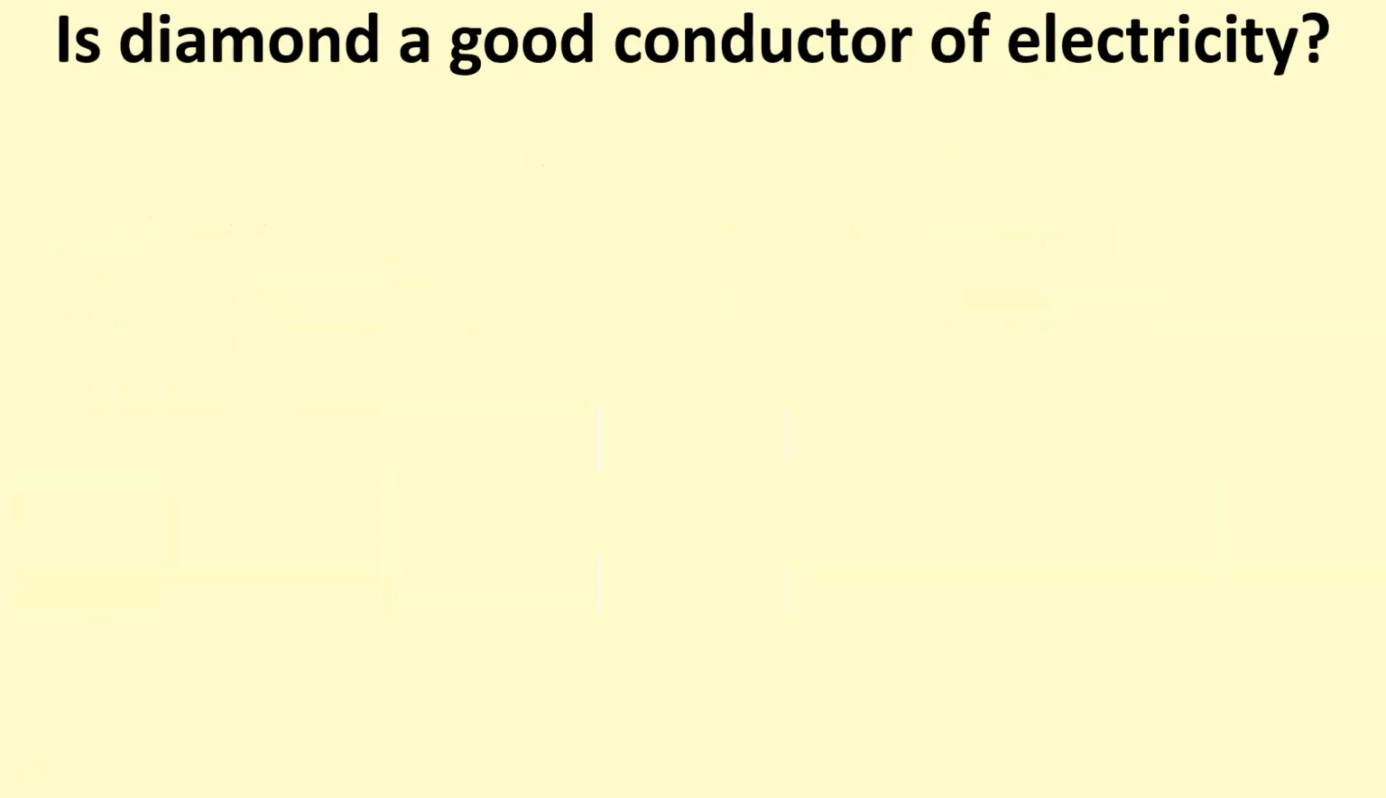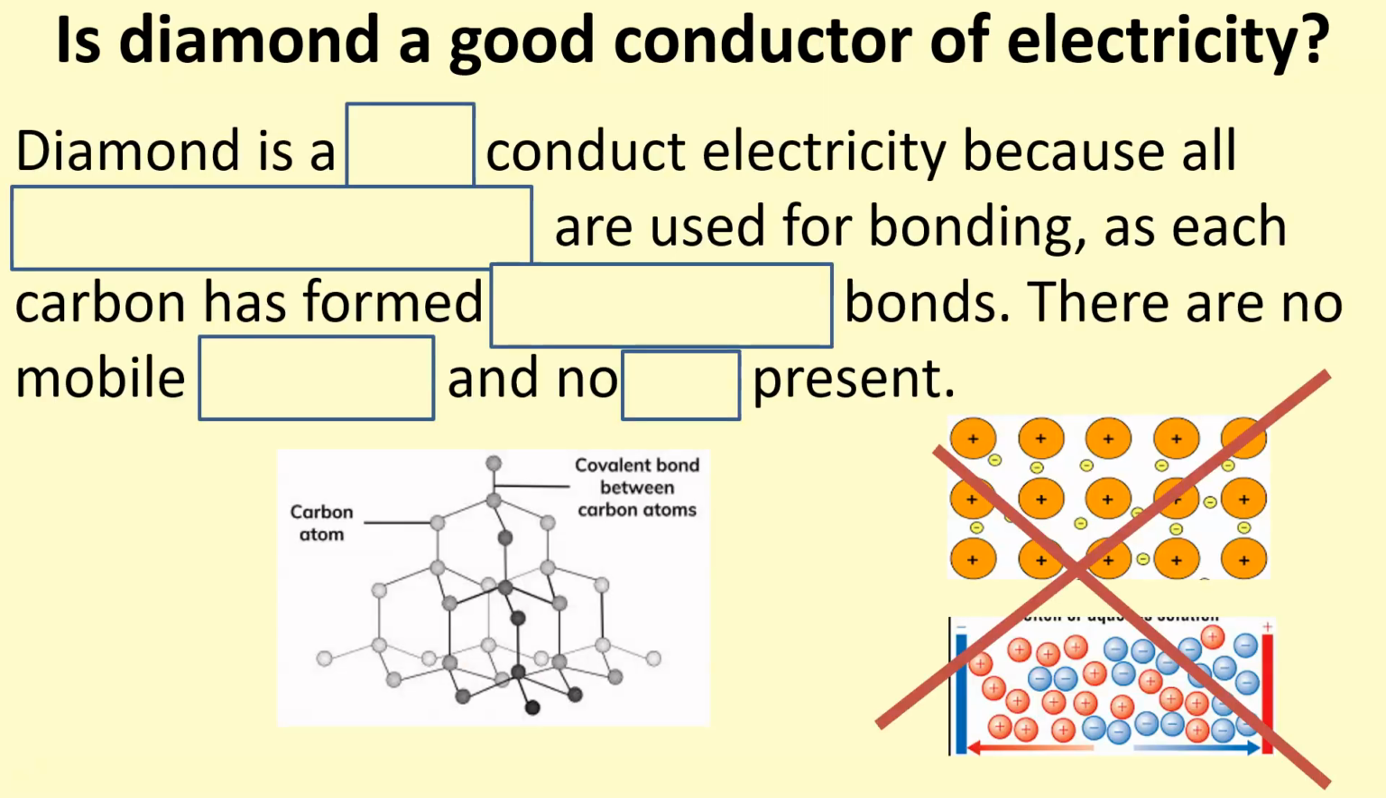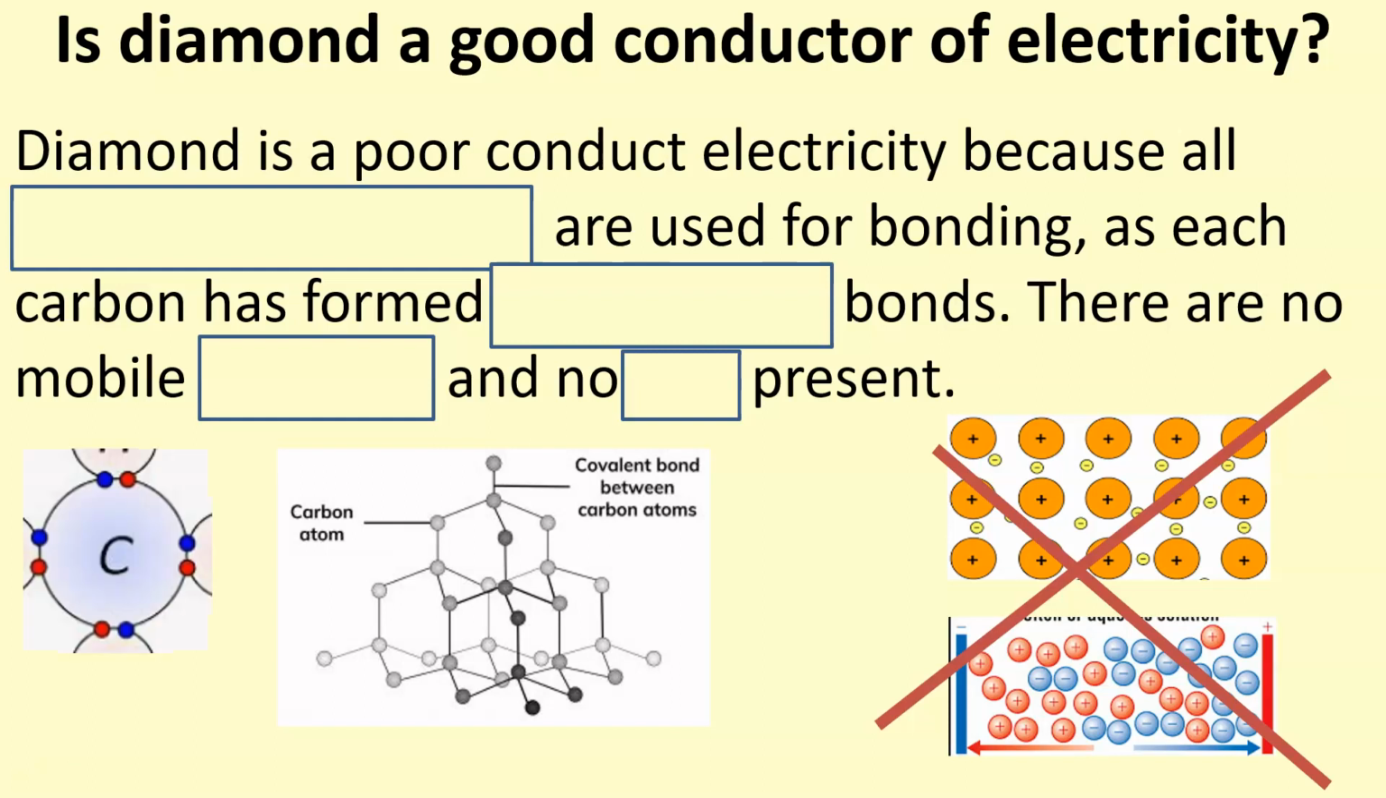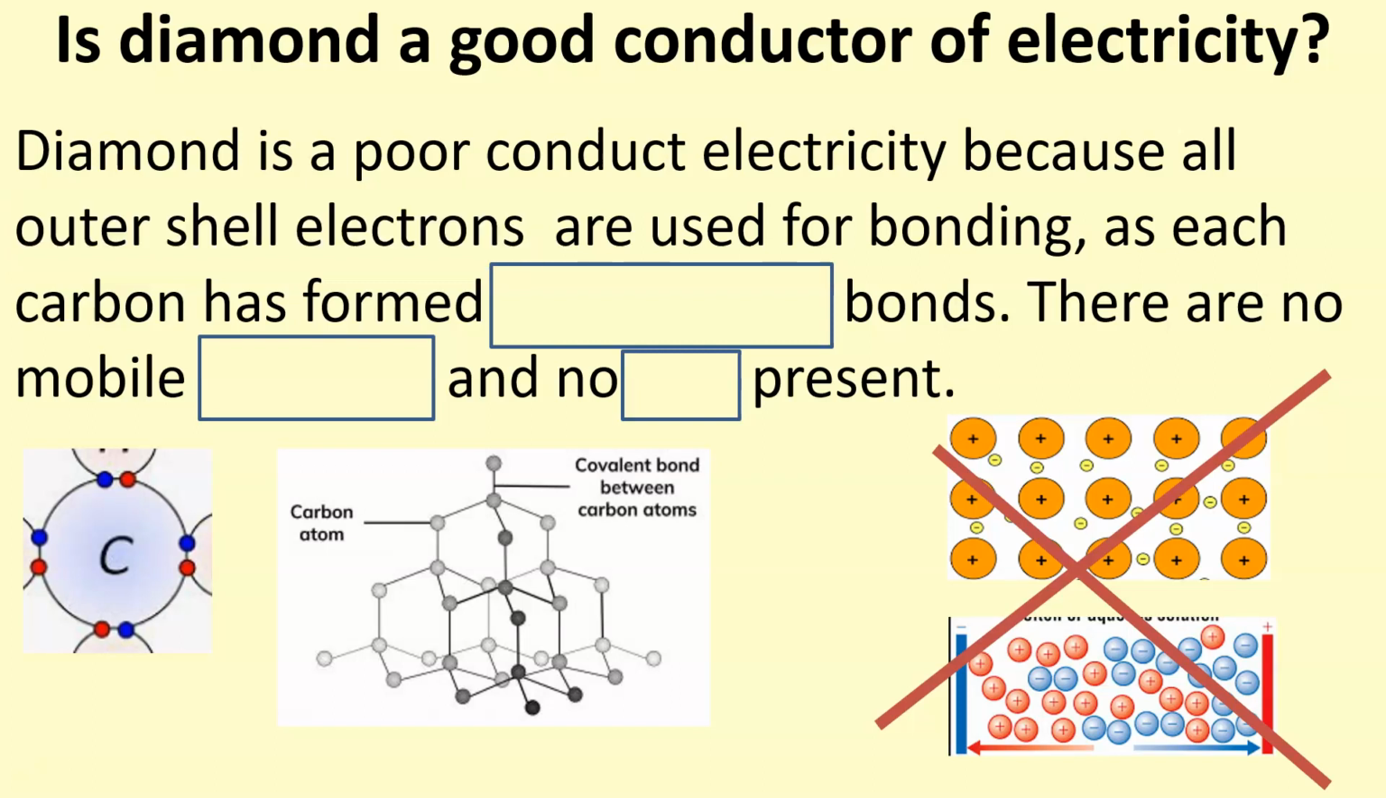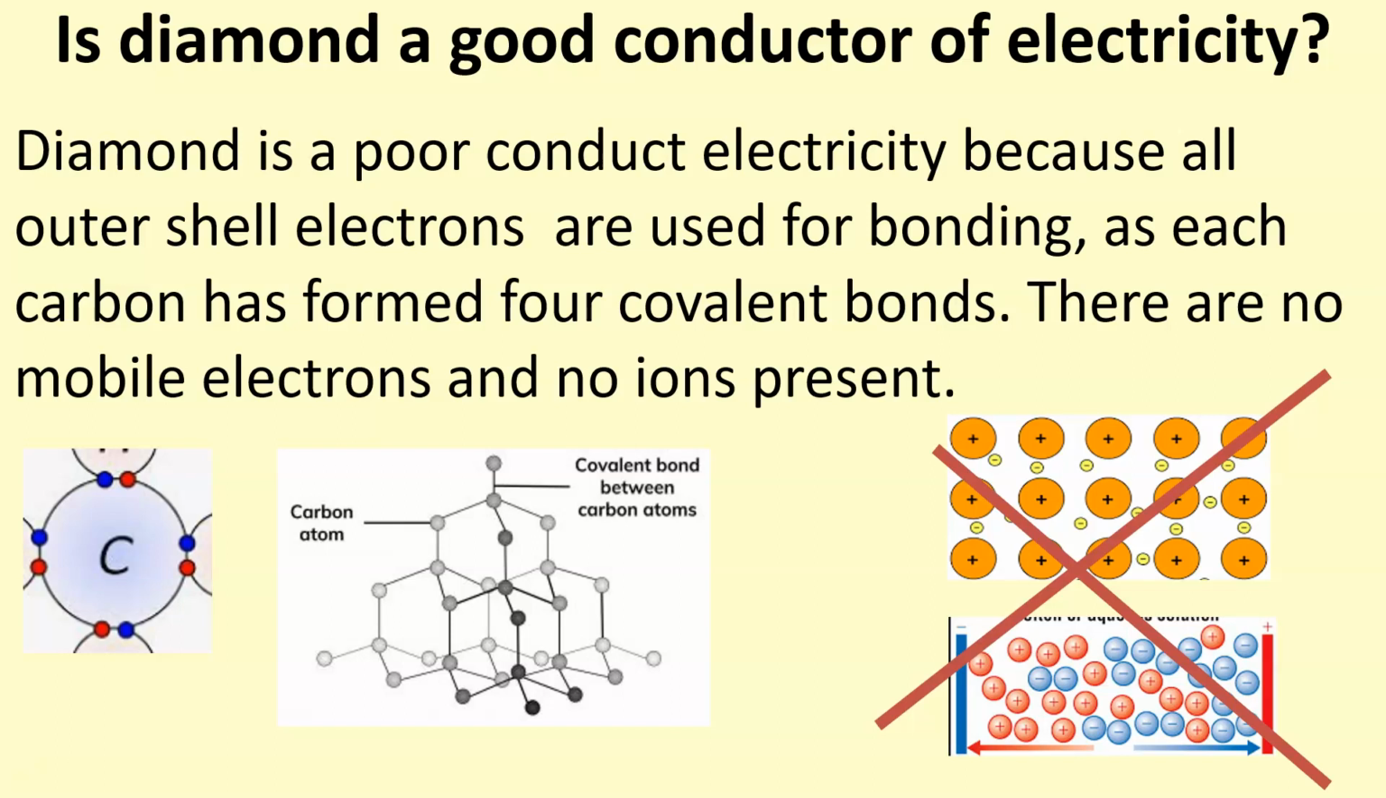Is diamond a good conductor of electricity? Diamond is not a good conductor of electricity. It's a poor conductor of electricity. And why is this? Because if you think about the diagram showing carbon, it's formed 4 bonds. So all 4 outer shell electrons are used for bonding, and carbon has formed 4 covalent bonds. For electricity to be conducted, we would either need mobile delocalized electrons such as in metals, or ions such as in ionic compounds for electricity to be carried through a substance.